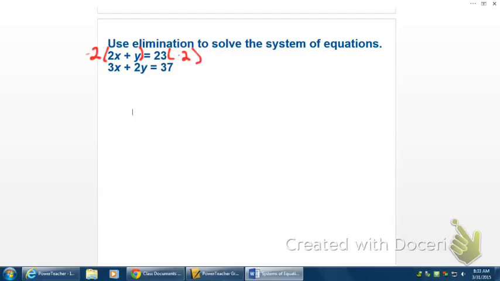So, if you multiply that whole top equation by -2, you're going to come up with a -4x, -2y, -46. Okay? Does everybody see that? If you multiply that whole top equation by -2, you're going to get -4x plus 2y equals -46. Does everybody see that connection? Wouldn't it be -2y? Yep.